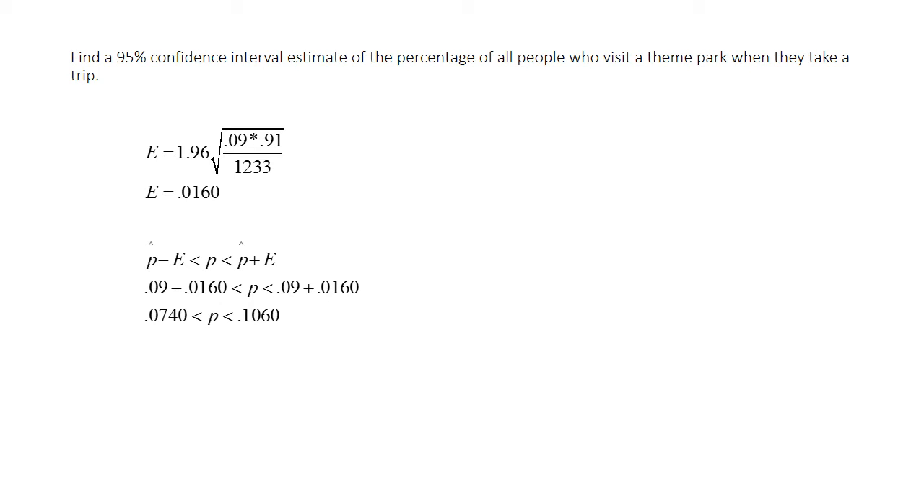0.0160. Now to build the confidence interval, p hat minus E less than p is less than p hat plus E. That equals 0.09 minus 0.0160 less than p less than 0.09 plus 0.0160. 0.0740 is less than p is less than 0.1060.